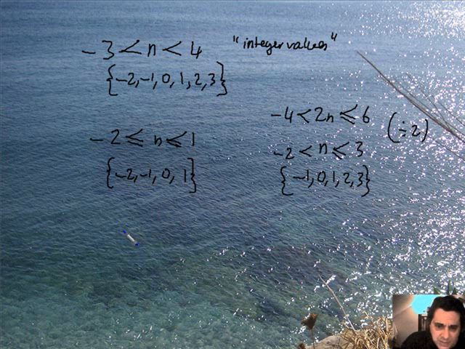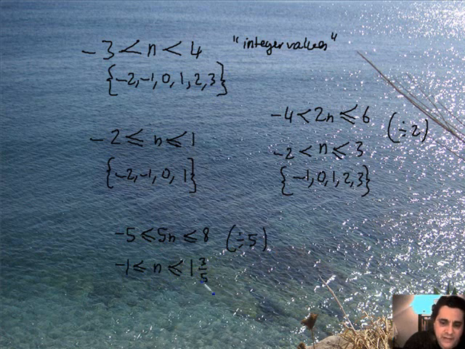Let's do the last one. It says here minus 5 is less than or equal to 5 lots of n, and that's got to be less than or equal to 8. Right, let's divide by 5 on each side. So there we go, divide by 5. What do we get? 5 divided by 5 is 1, so minus 1 is less than or equal to n, and 8 divided by 5 is what?